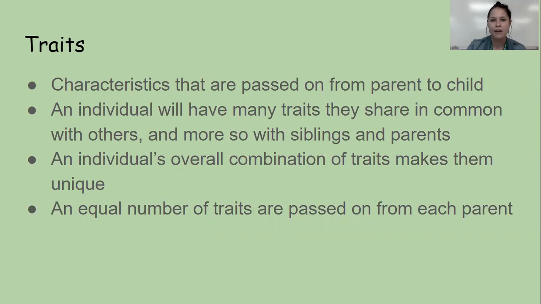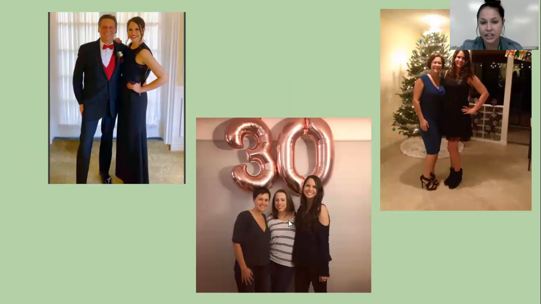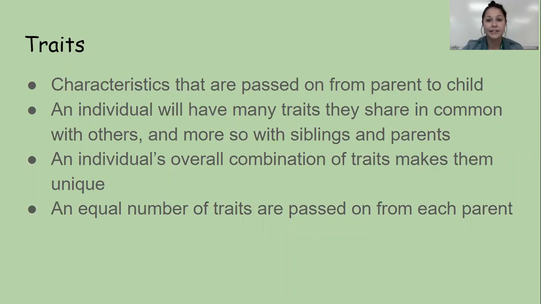Even though you might have some of the similar traits between you and your siblings, usually an individual will have their own unique traits. So my sister Katie and I have the same hair color, and my other sister does not have the same hair color as us, but they're both short and I'm tall. So each individual will inherit some traits. Some of them might be the same, some of them might be different. And all of our traits make us who we are. An equal number of traits are passed on from each parent. So you get half of your traits from your mom, half of your traits from your dad.